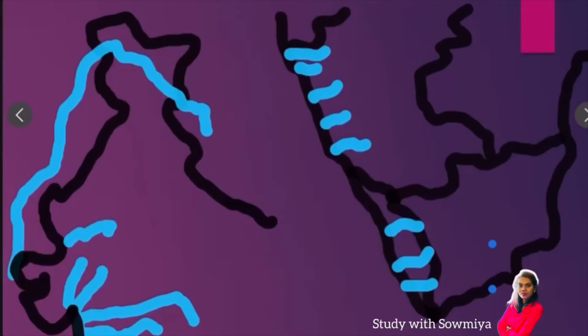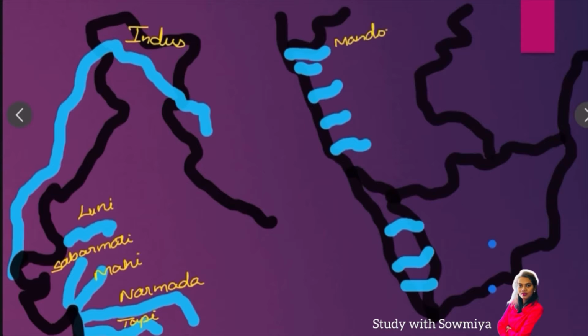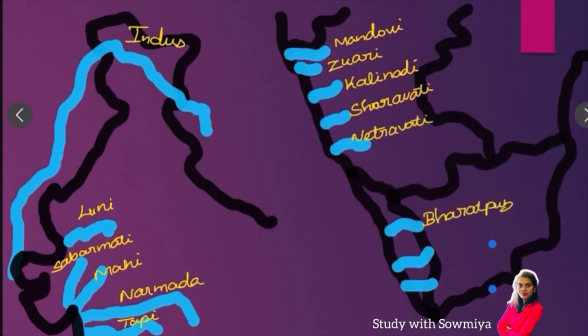The west flowing rivers of India are Indus, Luni, Sabarmati, Mahi, Narmada, Tapi, Mandovi, Zuari, Kali Nadi, Sharavati, Netravati, Bharathapuzha, Periyar and Pampa. These are the west flowing rivers. West flowing rivers drain into the Arabian Sea.